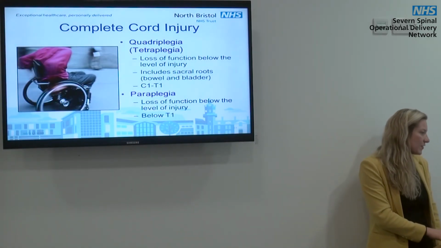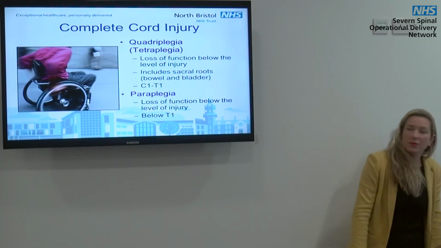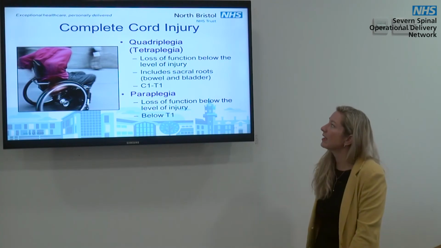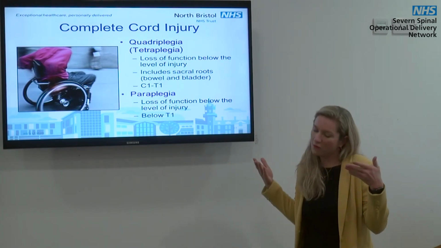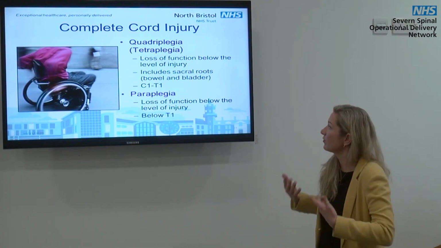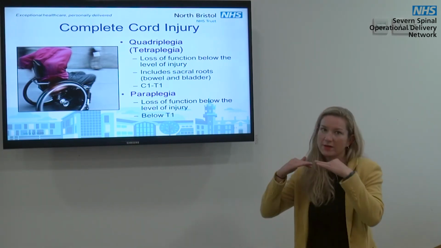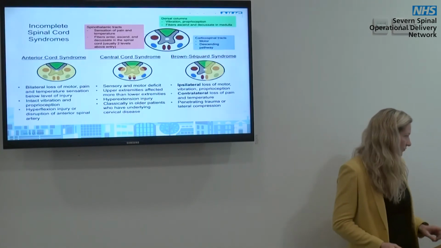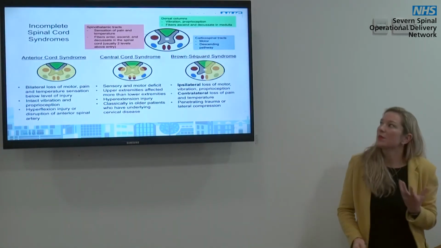So what kind of injuries have we got? So complete cord injury, which is our ASIA A, is a complete loss from below the area of your spinal cord injury. So it's either tetraplegia or paraplegia, depending whether it's a neck or a thorax pathology. And then you get incomplete cord syndrome.